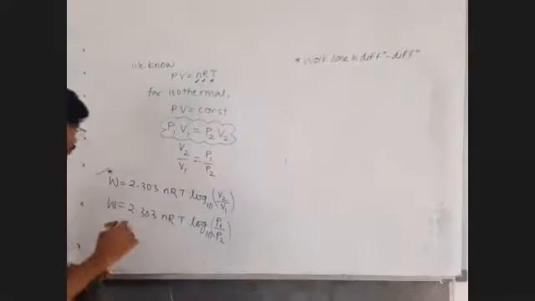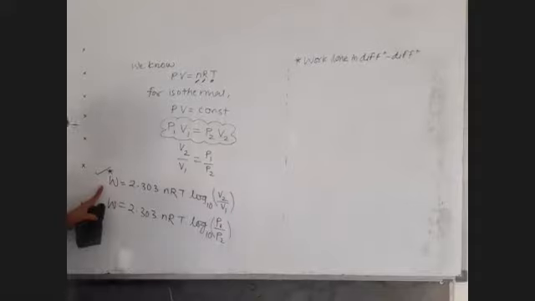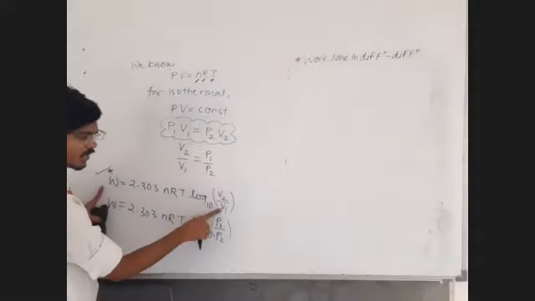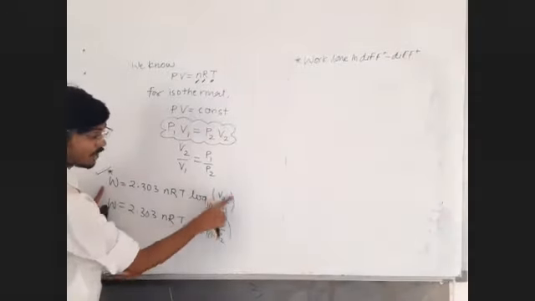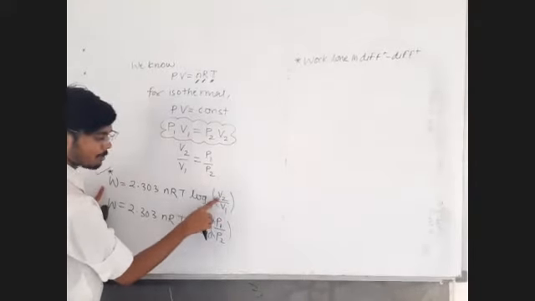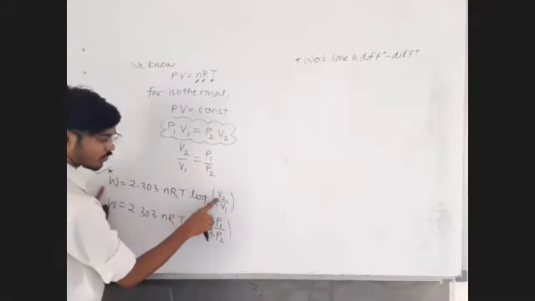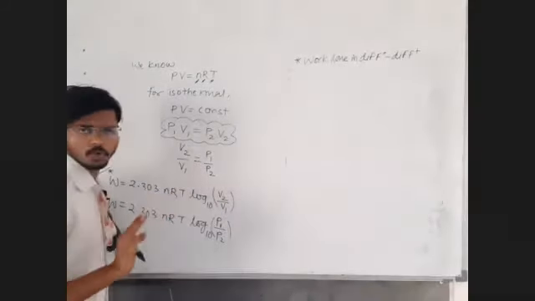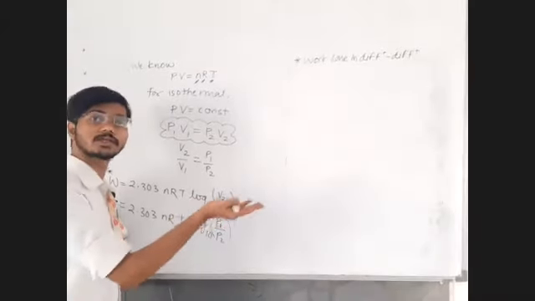Just focus on this formula. If volume increases, expansion, V2 will be more than V1. So V2 upon V1 will be more than 1. More than 1 is a log positive value. Log of a value more than 1 is positive. Log 1 is 0, but log of a value more than 1 is more than 0.